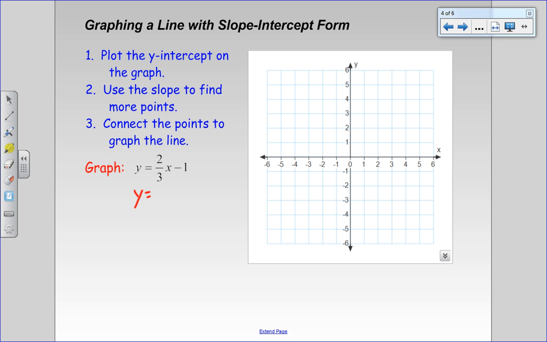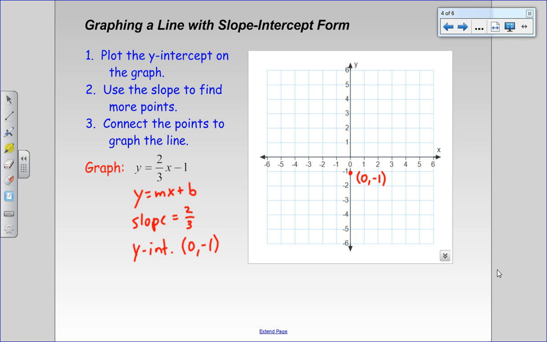Remember that slope-intercept form is y equals mx plus b, in which m represents the slope and b the y-coordinate of the y-intercept. So we can see for this equation that the slope is 2/3 and the y-intercept is the point (0, -1). We'll start drawing the graph by plotting that y-intercept, (0, -1), on the coordinate plane.